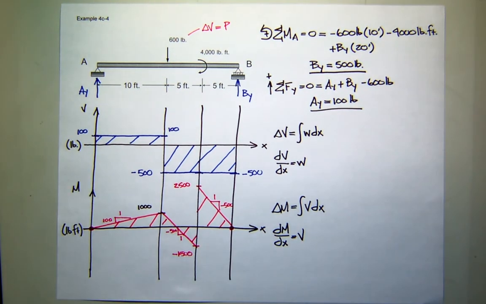What's the maximum moment in the beam? 2,500, and it happens at 15 feet from the left side.